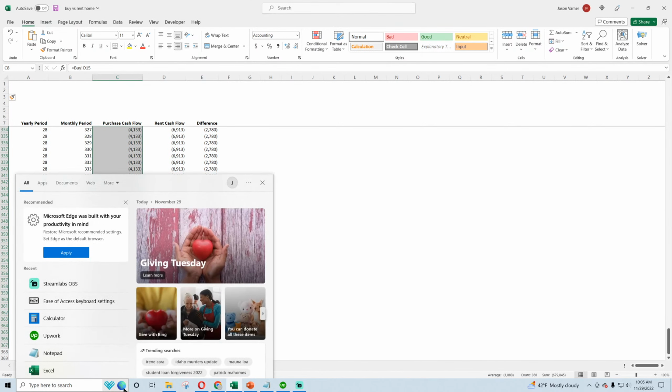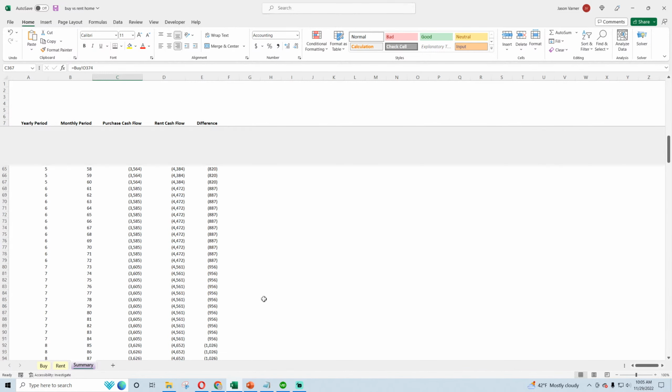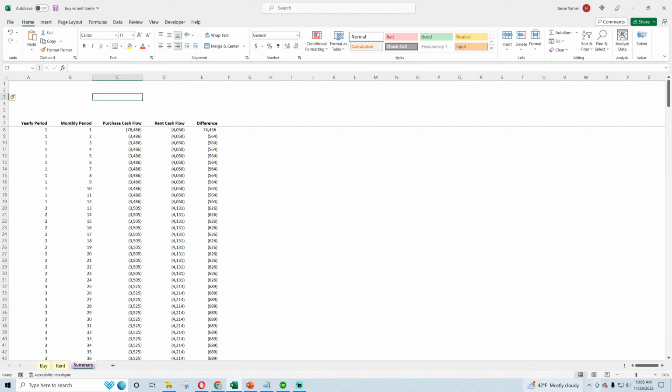Let me see. So it's still negative, even with the sale. But we're gonna figure out which one is the least negative, and then we'll also add in the investment piece for if you're renting, or if there's any difference. And basically, this difference is what we can apply to the investment.